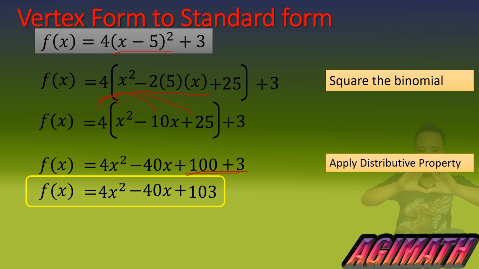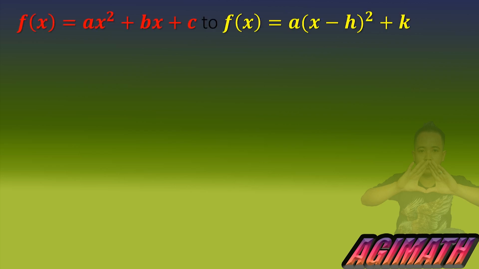Okay, let's have our last example. f of x is equal to negative x squared minus 2x minus 3. And again, I prefer using the vertex formula, so I am going to identify the values of a, b, and c. a is equal to negative 1 because of this sign. b is equal to negative 2 and c is equal to negative 3.